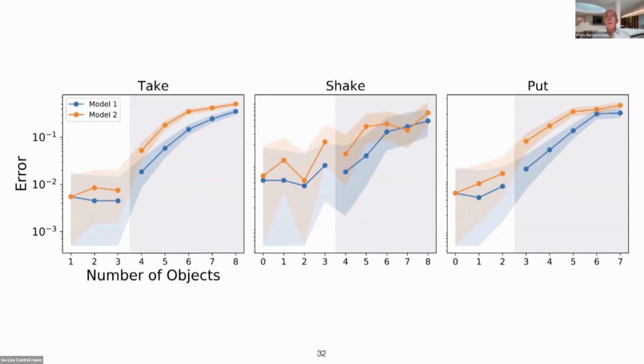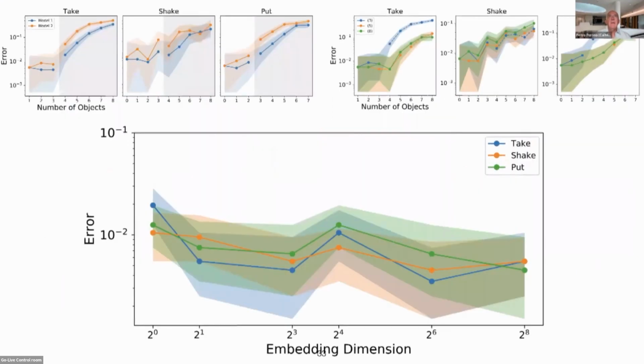Now, how big is the embedding that you need to do this? Well, it turns out it's surprising. The dimension is 1. And you see it in the plot below, where the dimension of the embedding does not influence the error rate when you train and test on scenes from 0 to 3 objects.